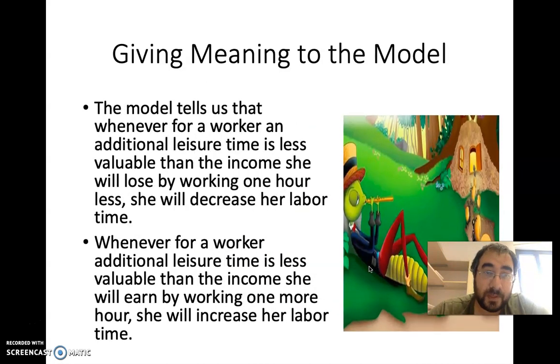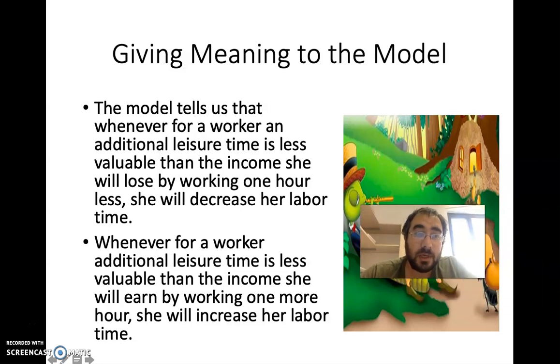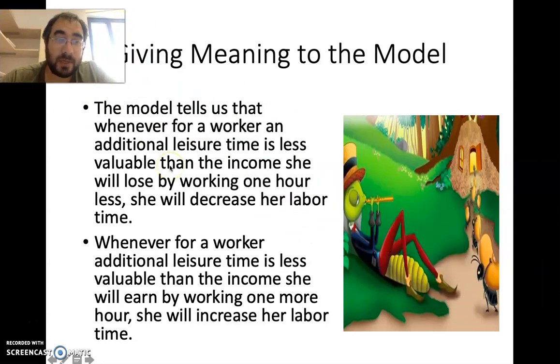So, what does the model tell us in economic terms? In real economic terms, it tells us whenever, for a worker, additional leisure time is less valuable than the income she will lose by working 1 hour, she will decrease the labor time. Logical, I think. Whenever a worker's additional leisure time is less valuable than income earned by working 1 more hour, then she will increase her labor time. Very logical. We just model these logical conclusions, basically.